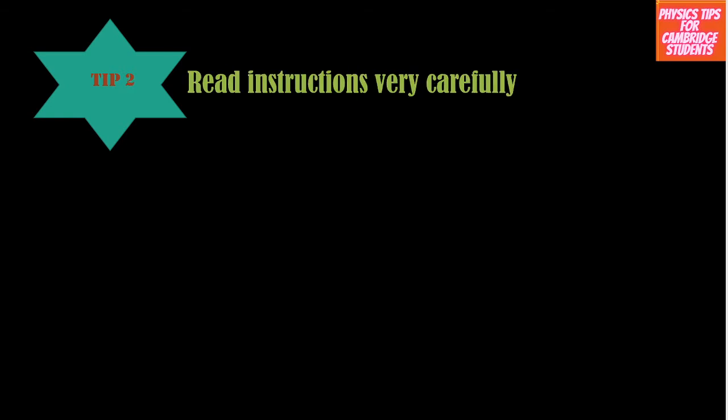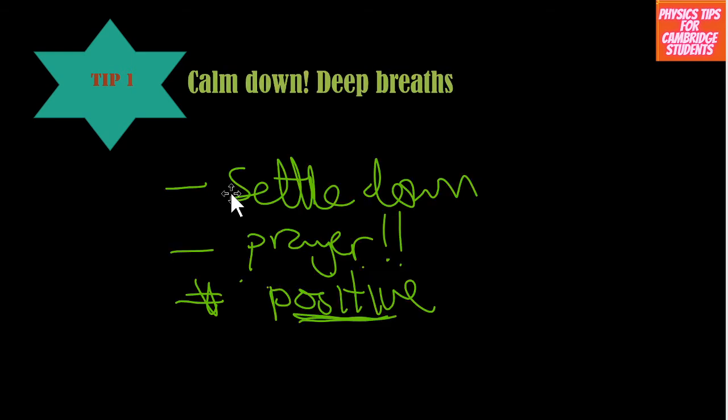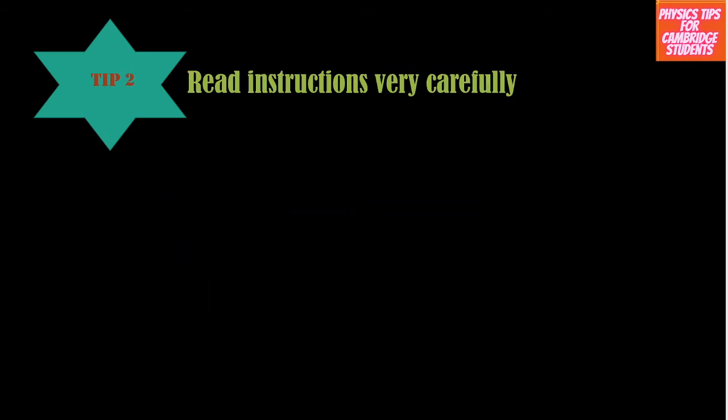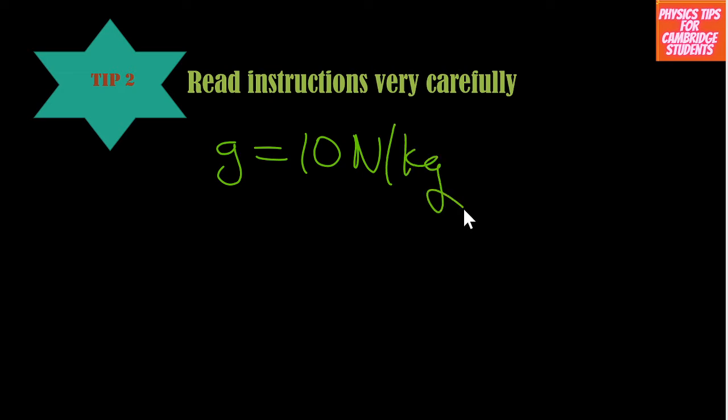Right, tip number 2 is to read the instructions very, very carefully. So do not miss any information from there so that you get all the marks, because sometimes you get penalized for doing the wrong thing or not being able to read the instructions. Now, for the IGCSE guys, your G is supposed to be 10. They actually write this on the instructions. You're supposed to use G as 10 newtons per kg.